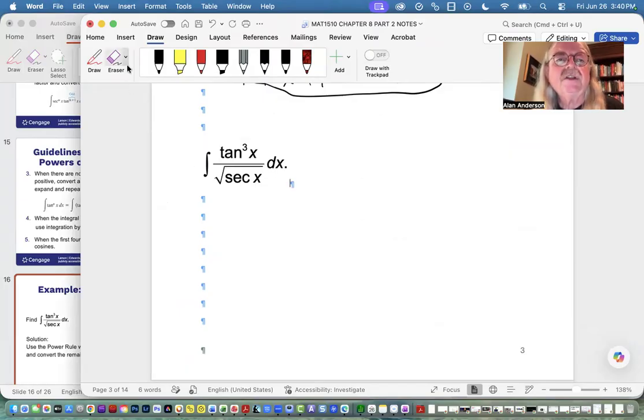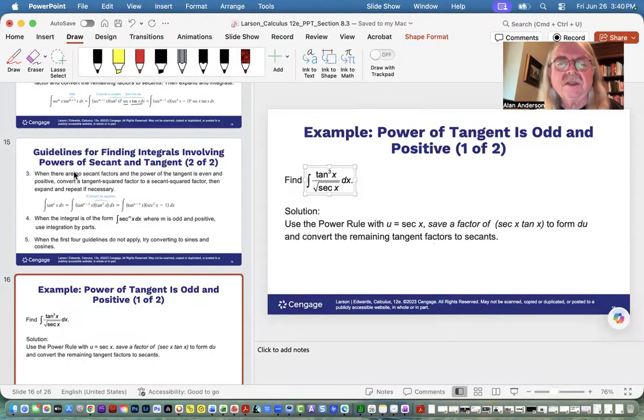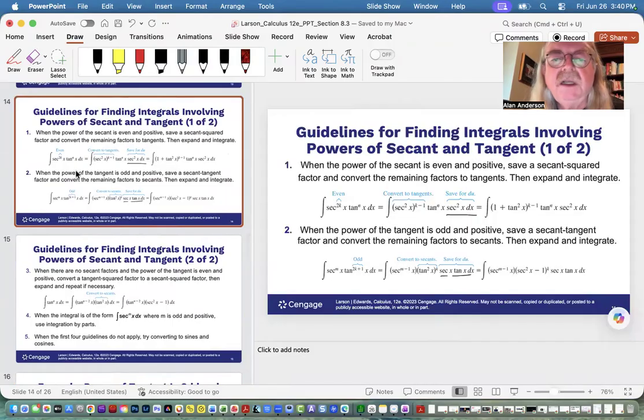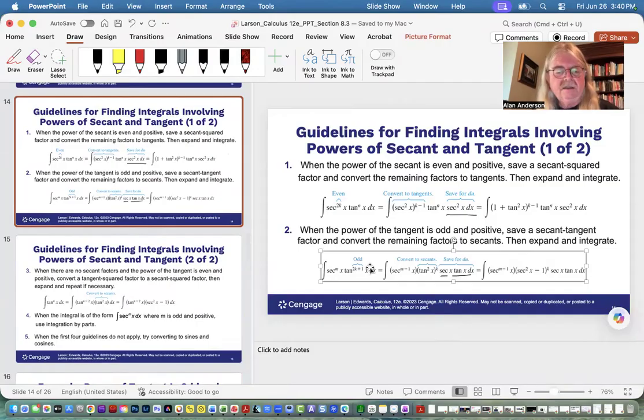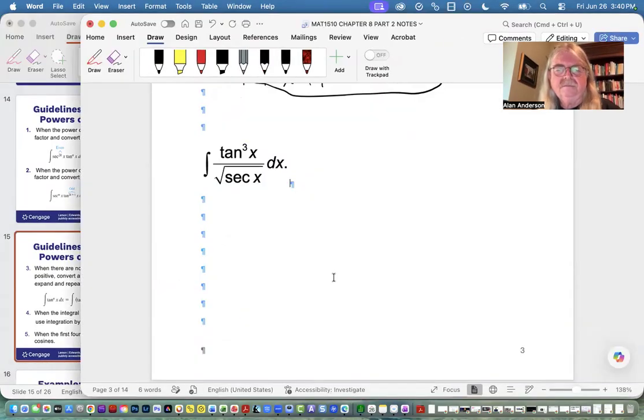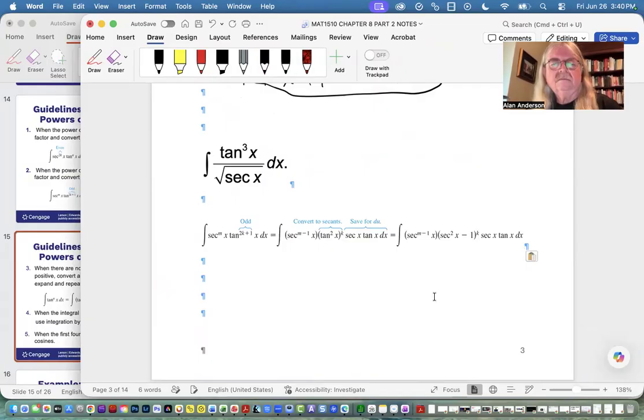So we've got the tangent cubed. Now, which of these rules should we be using? Let's go back here. It looks like it's this one because the tangent is odd. Let's borrow this. What they're recommending that we do, as you can see, is rewrite this. We need to split off a secant and a tangent. Now, we don't have a secant, do we? We have a square root.